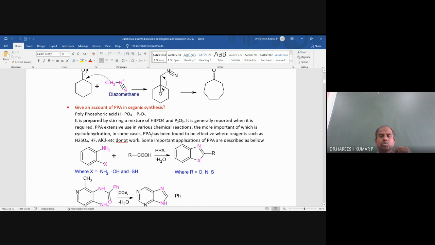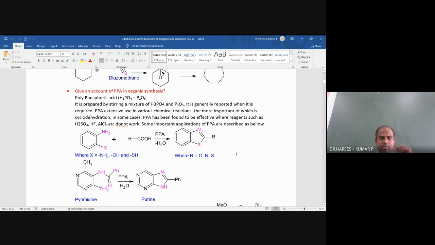PPA is extensively used in various chemical reactions, more particularly, the most important of which is cyclodehydration. That means the product will be a cyclized product, but there is involvement of removal of H2O. So PPA will act as a dehydrating agent. In some cases, PPA has been found to be effective where reagents such as sulfuric acid, hydrofluoric acid, aluminum trichloride, etc. are used. Some important applications of PPA are described below.